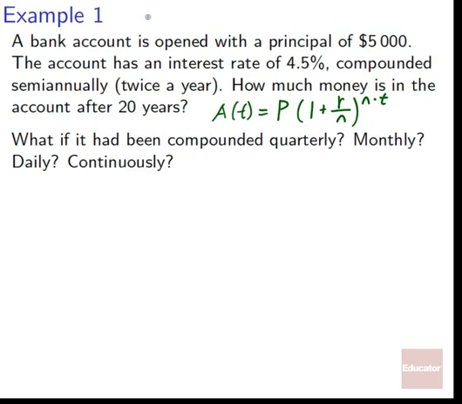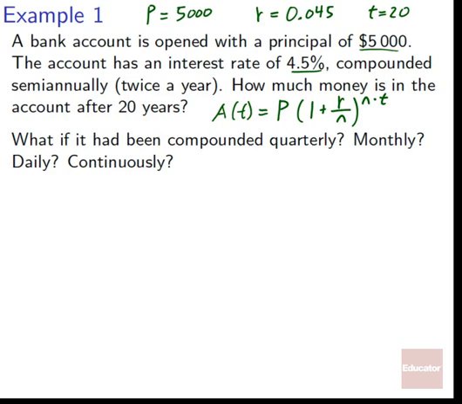So what are the numbers we're dealing with here? We've got a principal of $5,000. We have a percentage rate of 4.5%, but we need that in decimal, so we've got 0.045. And what is the amount of time? The amount of time is 20 years.